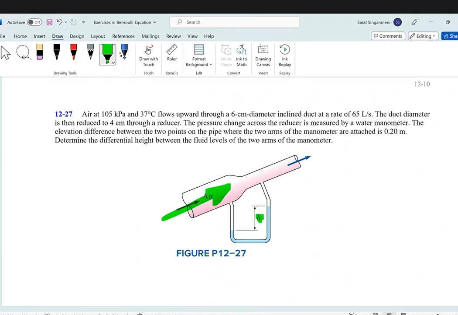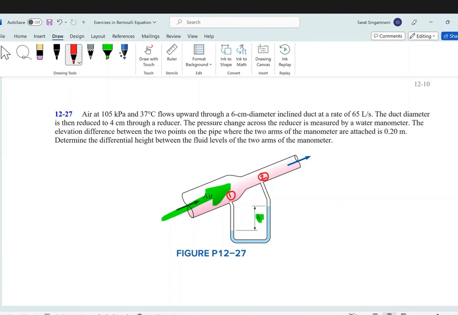So we need to consider two points. Let us take this as point 1 and this as point 2. Let's say it is all one streamline. We can apply the Bernoulli equation between those two, which will solve this problem.